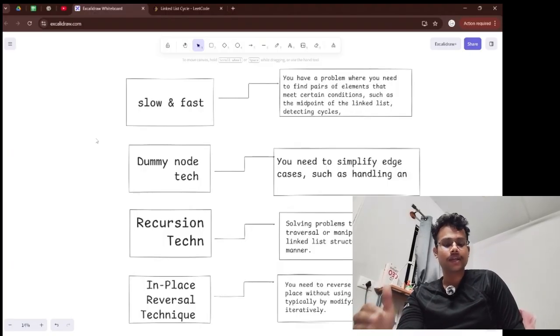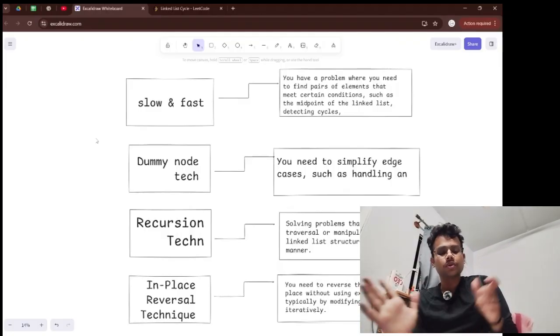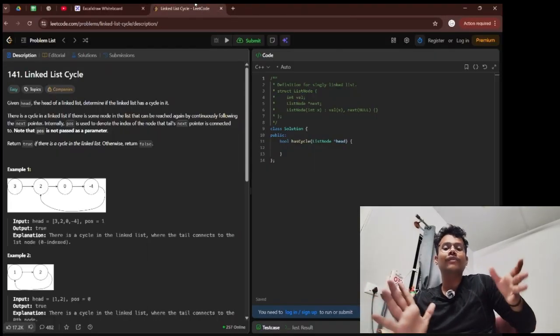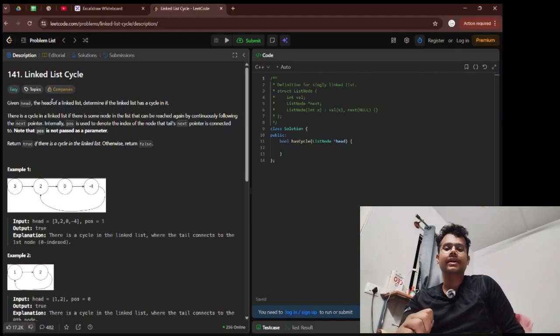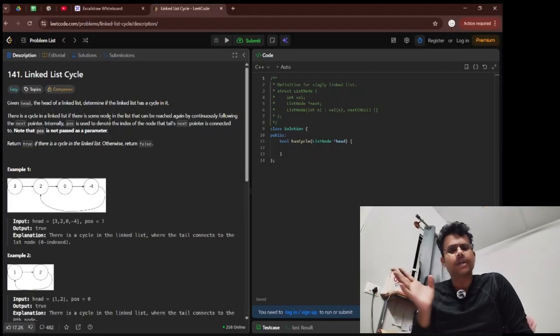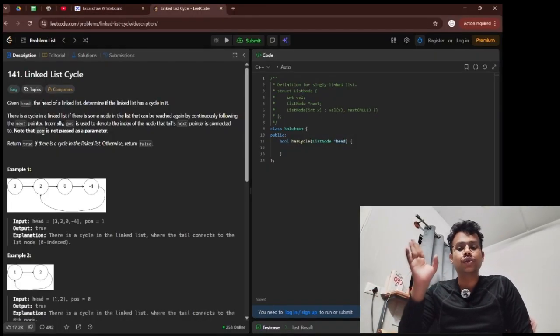Then we have the recursion technique, where you are given a problem that asks for traversal, or you have to manipulate the linked list structures. Lastly, we have the in-place reversal technique. These are mostly used to avoid extra space: if you are given extra space, how can you avoid it using the linked list technique? I hope these 4 patterns, if you cover around 30, 35, 40 problems based on how much effort you put in, once you complete this, I believe you can solve any kind of problem.